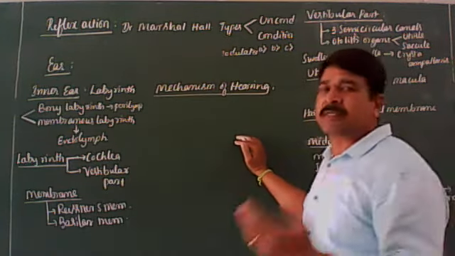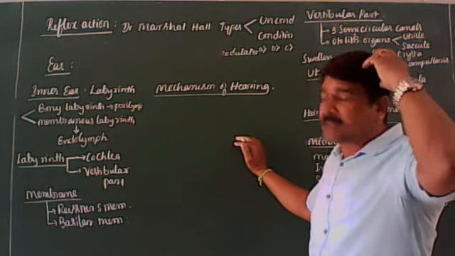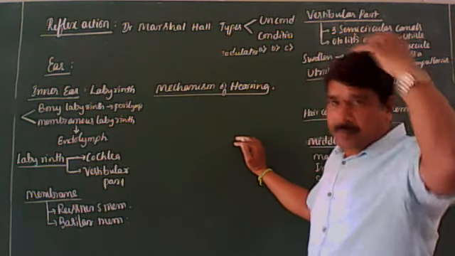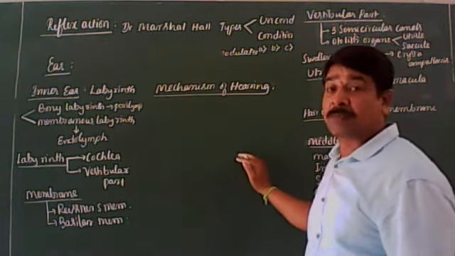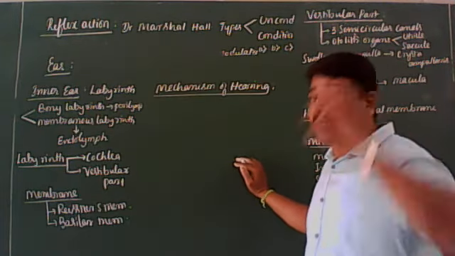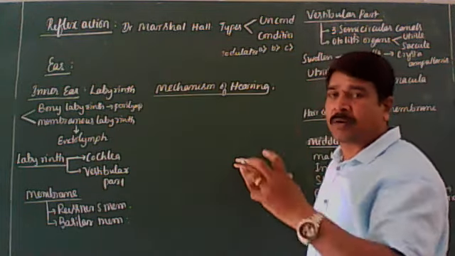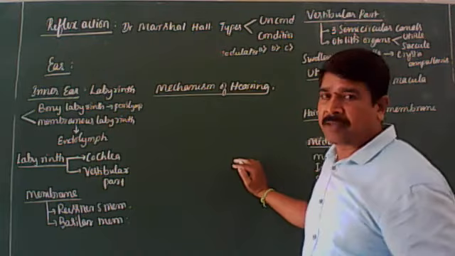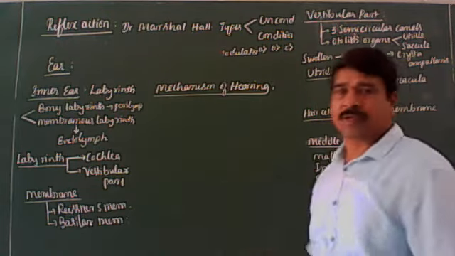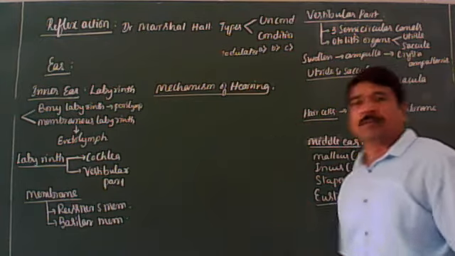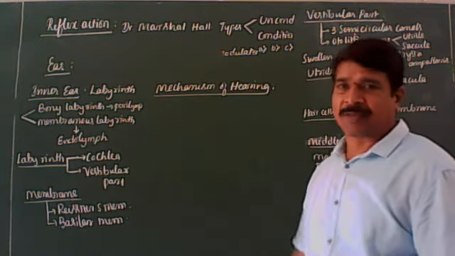Later, these impulses are transmitted to the auditory area in the cerebral cortex. Yesterday we discussed that in the lobes we have different areas; the auditory area is usually present in the temporal lobe. So these impulses pass to the auditory area in the cerebral cortex, where they are analyzed and sound can be recognized. So this is the brief introduction about the mechanism of hearing.